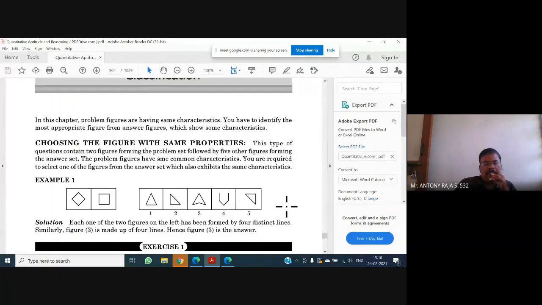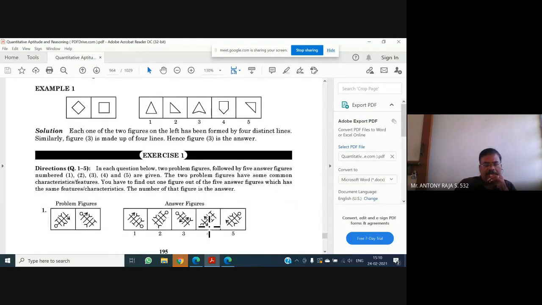So from the answer set, you can straight away eliminate 1, 2, and 5 because only three lines are there. Fourth has five lines, so you can eliminate them. So the only answer is 3. Option 3 is the answer, so figure 3 is the answer. Now you have an idea about this type of question, so you can analyze the remaining questions in this way and find the answer.